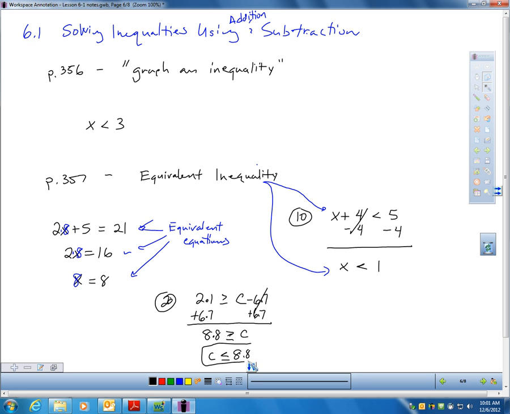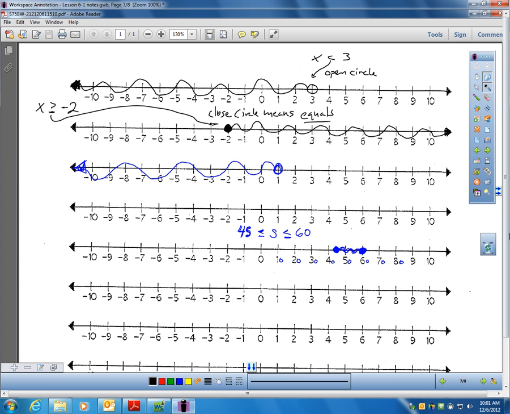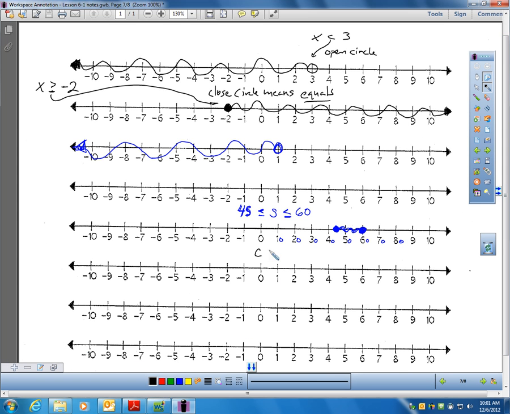Okay, I want to graph that. I want to graph c less than or equal to 8.8, so I can go down to my number line here. I'll just write it down again. This is what I have to graph. c is less than or equal to 8.8, so 8.8 would be about here. I'm going to put a closed circle, and I want all the values that are less than or equal to 8.8. Put an arrow at the end. That would be the graph of that situation.